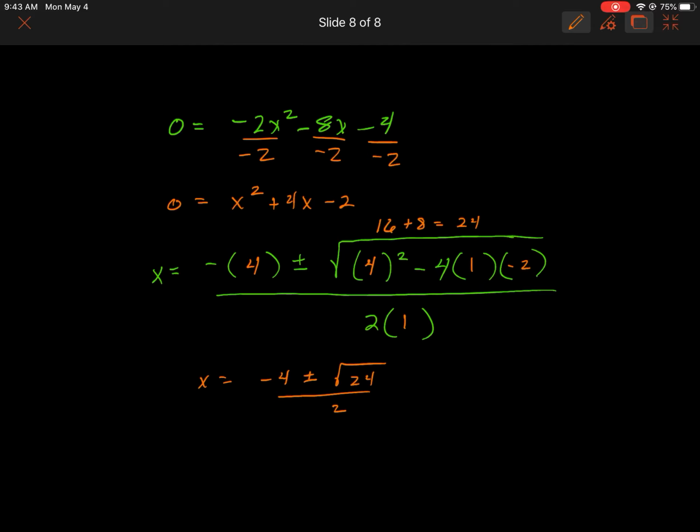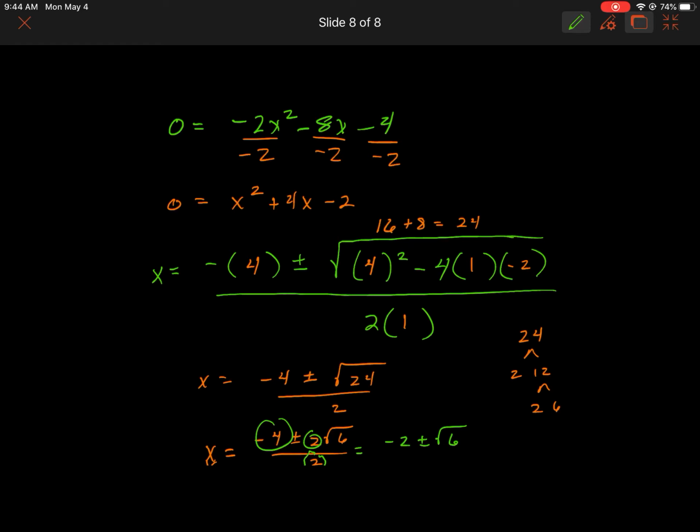Now, 24 simplifies a little bit, so we can probably break this down a tad. It's 2 times 12. 2 times 6, and then of course 3 times 2. So this actually simplifies to negative 4 plus or minus 2 square root of 6 over 2. And if you want to take it one step further and simplify as much as possible, as you should, I know that 2 divides into 2 and negative 4. So I'm just going to reduce to negative 2 plus or minus the square root of 6.